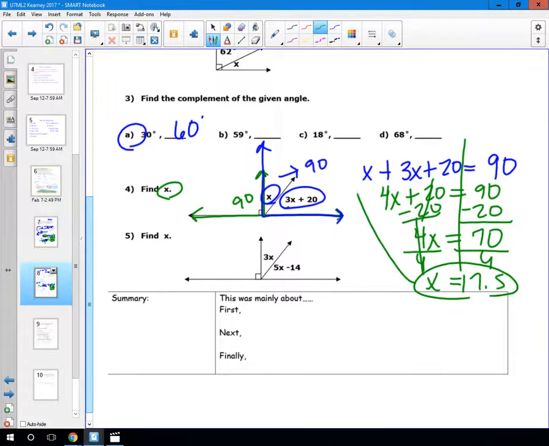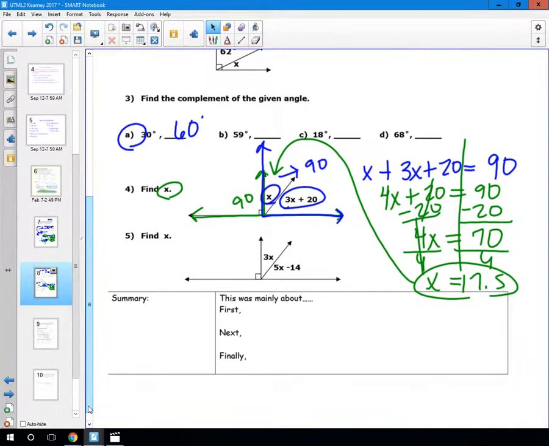So then go back and ask yourself, does that make sense? Does that look like it's 17.5 degrees? And yeah, it kind of does. Okay, so just to recap, what we've done is we've taken what we know about complementary and supplementary, and we've taken what we know about equations, and we've put them together.